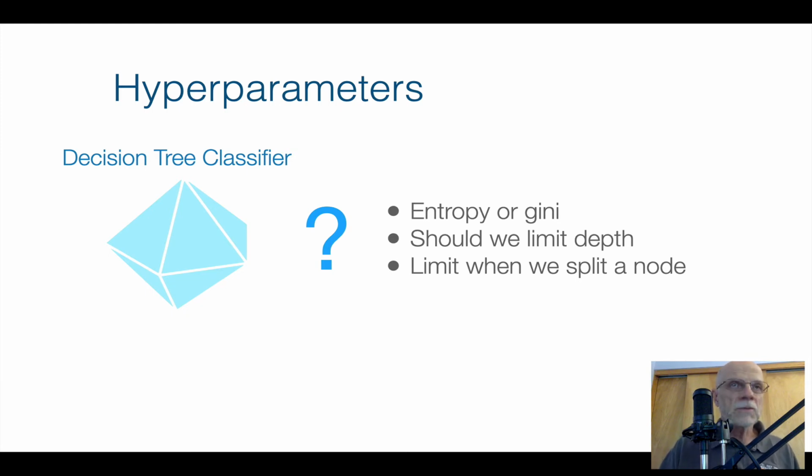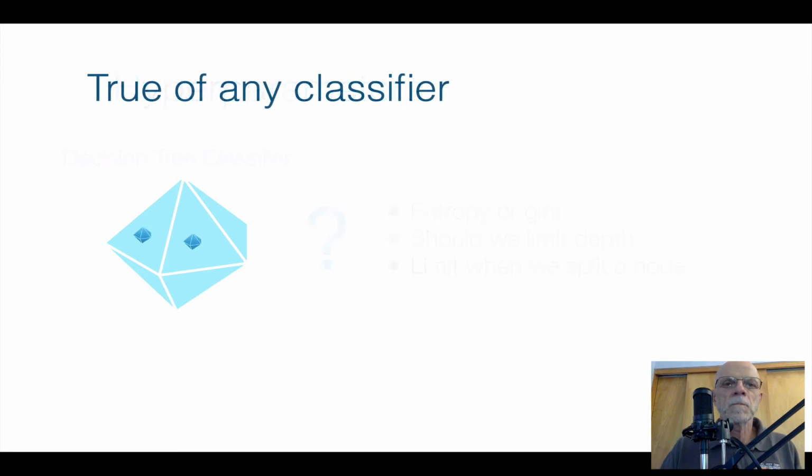We can limit the depth of a tree. So instead of letting it go to its completion, we can say, hey, limit the depth of this tree to 6 or whatever. And we can limit when we split a node. Only split a node if there's a minimum number of 5 elements or something. So we have a number of hyperparameters that we can adjust. And that's true of any classifier. So this is the decision tree one, but for every classifier we see, there are going to be these little things inside that represent hyperparameters.